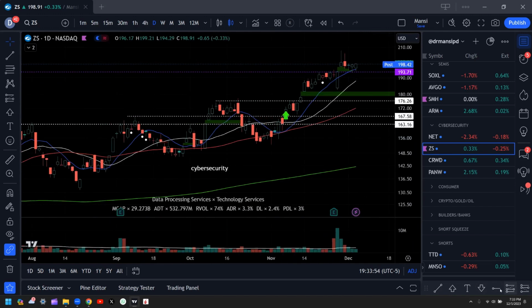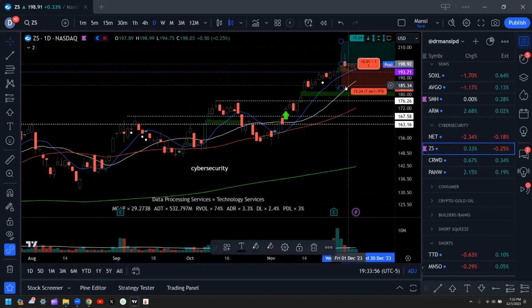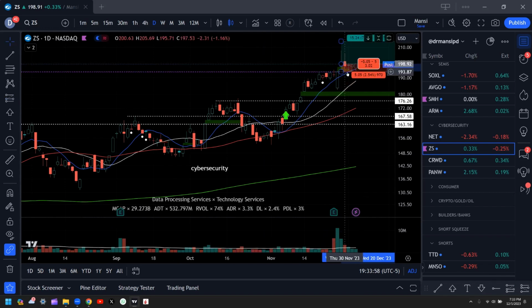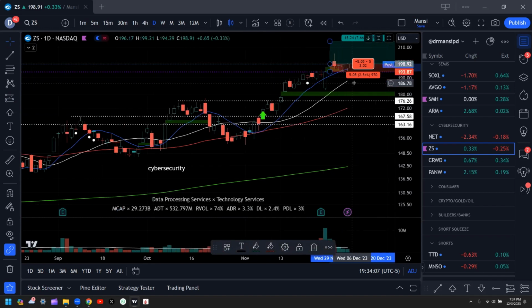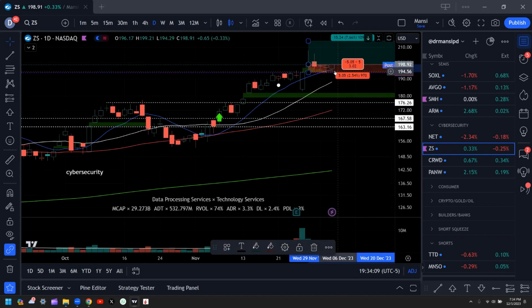If I were to enter this tomorrow, look at how technically strong my stop would be. It would be a tight stop of 2.5% on a 3.3 ADR stock. And the stop would not only give me the 10 MA, but also this long-term support as a technical area of support.